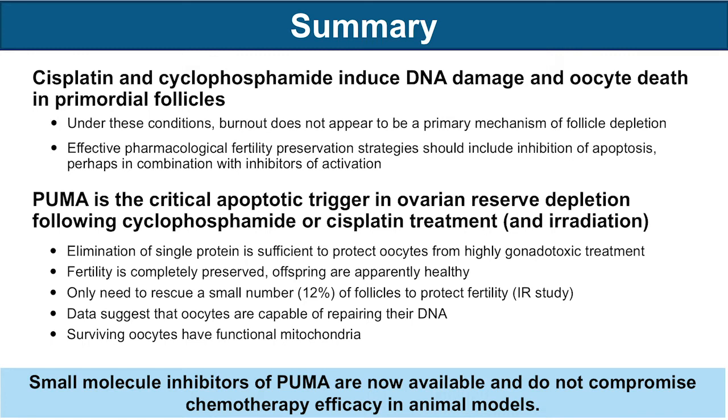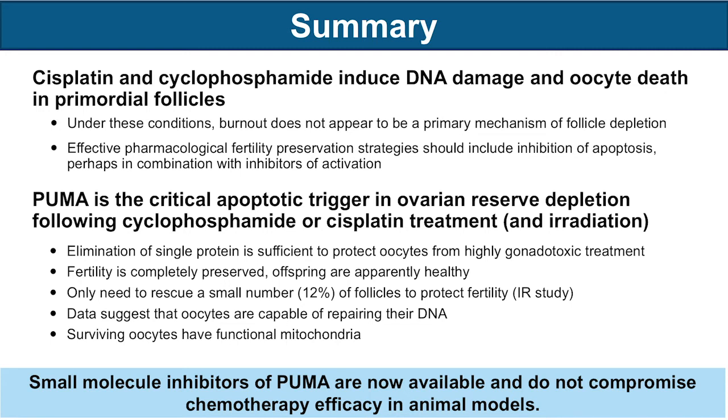We've shown that PUMA is a critical apoptotic trigger in ovarian reserve depletion following cyclophosphamide and cisplatin. In a previous study, which I haven't talked about today, we've also shown that it's the key apoptotic regulator after irradiation also. So this means that the elimination of a single protein is really sufficient to protect oocytes from what are highly gonadotoxic treatments. In this instance, fertility is completely preserved, and the offspring do appear quite healthy.